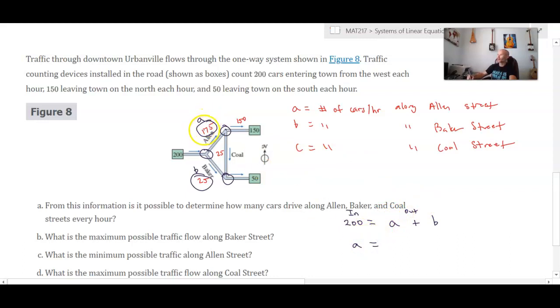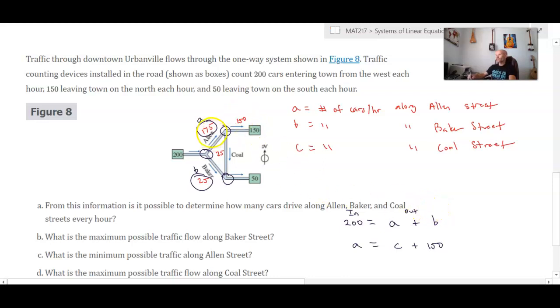It was 175 in our example. But then we have C cars going down Cole Street, and it must be the case that 150 are leaving Urbanville because that's what we're told. So the number of cars out will be C plus 150. And again, in our example, 175 cars per hour came into Allen Street, 25 went down Cole, and then that means the other 150 had to leave the network.